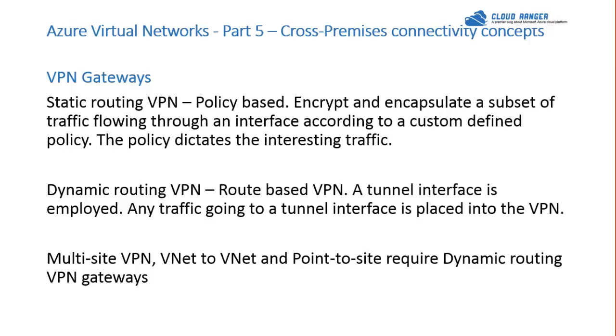So you have to remember from your exam point of view that multi-site VPN and VNet to VNet, which is Azure Virtual Network to Virtual Network, and point to site, they all require dynamic routing VPN gateways. And you may already figure out why it might be, because multi-site VPN, VNet to VNet, and point to site are not exactly traffic where you have to make a decision, because you already know that as long as that traffic hits an interface, it will hit the VPN. There's no segregation, so there's no other traffic that you require to send to the internet, for example.